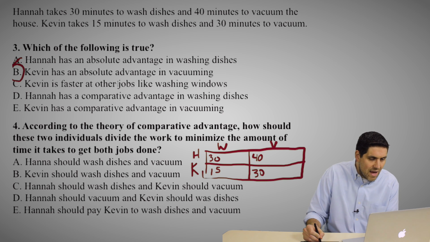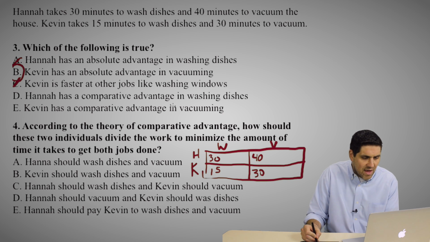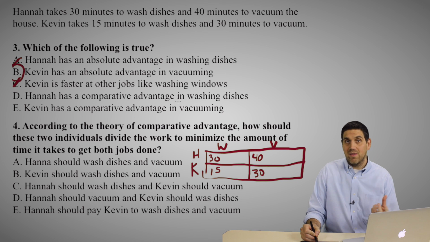Kevin is faster at other jobs like washing windows. We don't have any information about washing windows, so no clue. Hannah has a comparative advantage in washing dishes. Kevin has a comparative advantage in vacuuming. We don't know about that. We haven't done the calculations.